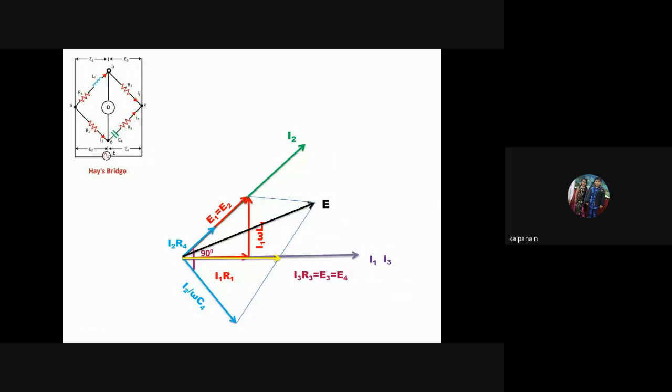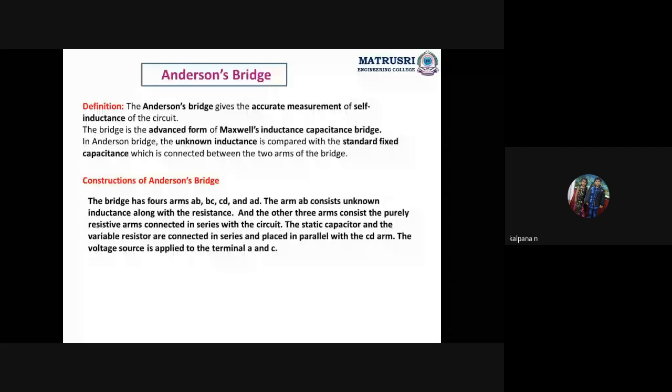Understand? Yes, ma'am. Okay. Next one is Anderson Bridge. This is very, very important. Keep a star mark for this compulsory question.